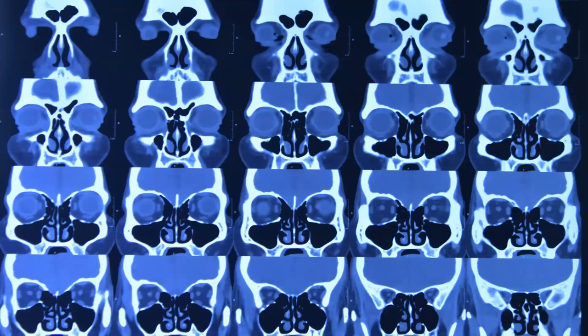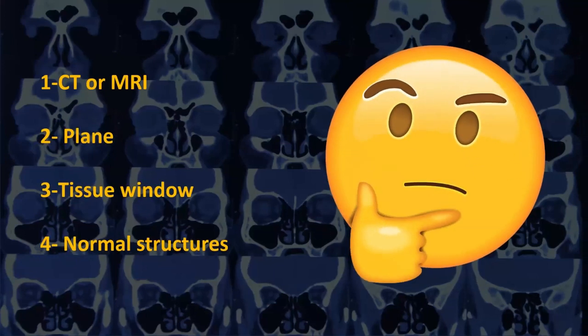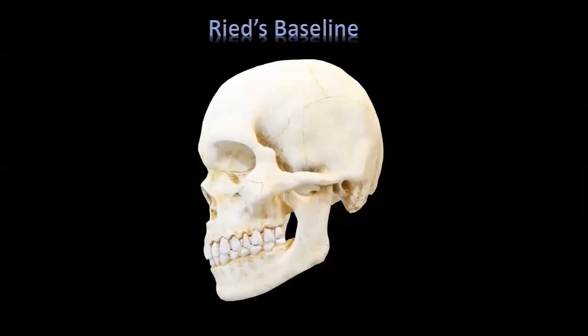Now here is a film of orbital imaging handed to you. What are your next thoughts in your mind and how do you interpret? Let me give you a brief checklist. First, see whether it is CT or MRI, which plane, tissue window, and normal structures. Now here we have a CT and an MRI. On CT, bone appears white, while on MRI it appears black.